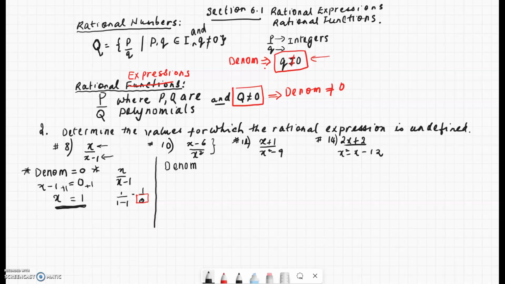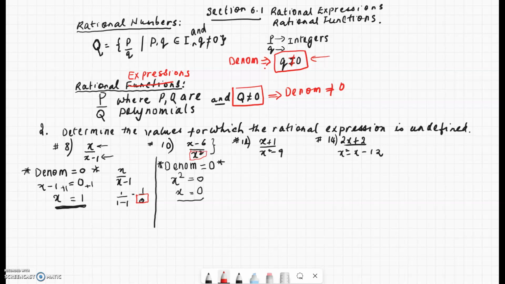So denominator is equal to 0. This is when it's a problem. If the denominator is equal to 0, the expression is undefined. And we are trying to find the values at which the denominator is equal to 0. So let's set x squared, the denominator, equal to 0. x squared can be 0 only when the value of x is equal to 0. So what does this tell us? If we plug in x equals 0, the expression becomes undefined because it makes the denominator equal to 0.